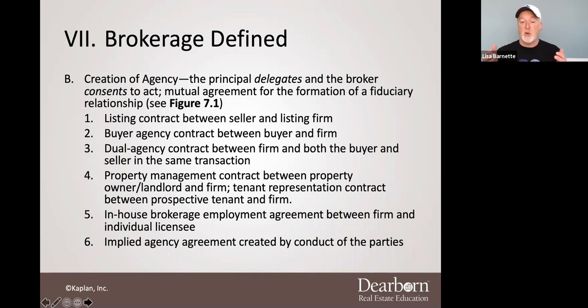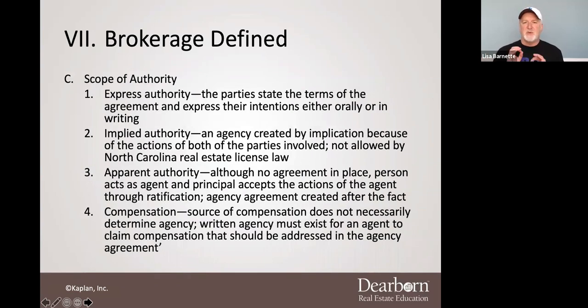Creation of agency. Why is this slide important? Well, because I just told you that the Real Estate Commission has a rule that says agency agreements must be in writing. And what I've done now is I've shown you some of the agency agreements that exist. As we move forward in talking about agency, and again, let me see if I can keep this fairly brief, agency agreements outline the scope of your authority. In other words, they tell you how much authority you would have.